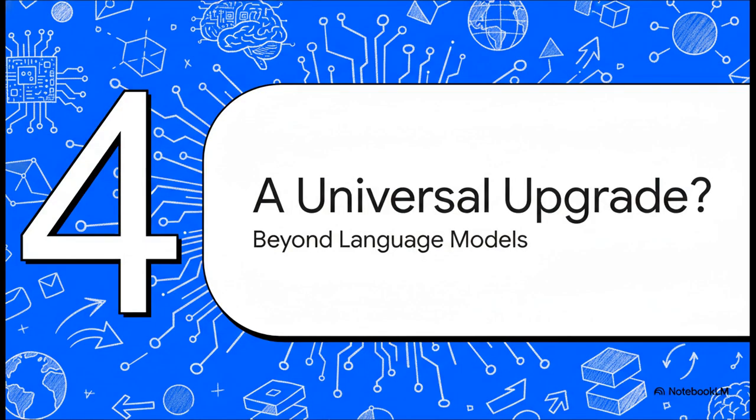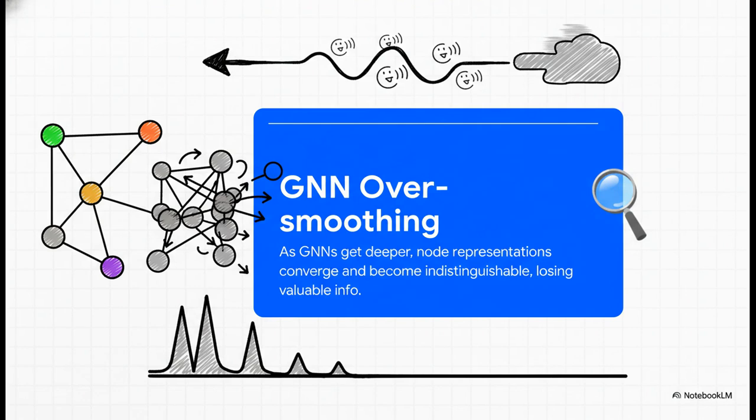Okay, this is huge for language models for sure. But the real question is, is this a one-trick pony or is it something bigger? To find out if this was a truly universal principle, the researchers took it for a spin in a completely different area of AI. They applied the exact same MHC idea to something called graph neural networks, or GNNs. And guess what? GNNs have their own version of the game of telephone problem. It's called oversmoothing. As you make the network deeper, the information from all the different points on the graph just kind of blends together until everything looks the same and all the unique, valuable information is lost.